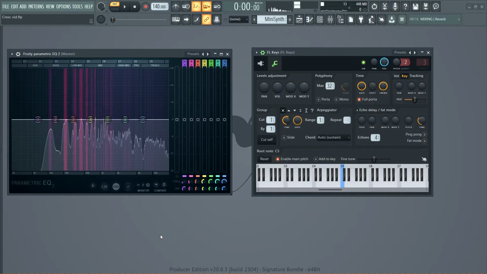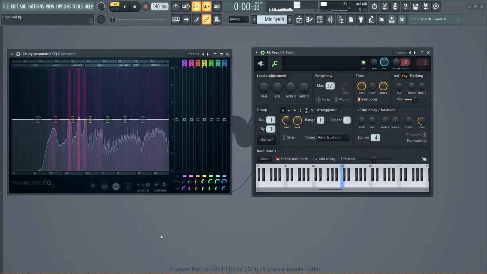Hello everyone, Ron again, and today we're going to start the journey to writing melodies. But before we can write melodies, we have to talk about chord theory so you'll understand the basics of how you choose what notes you choose.